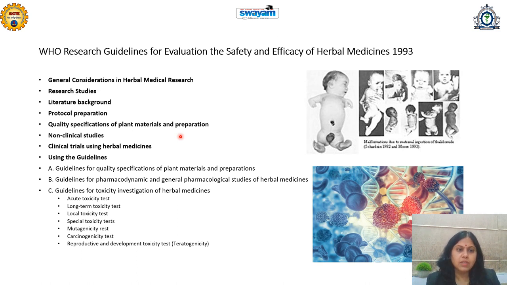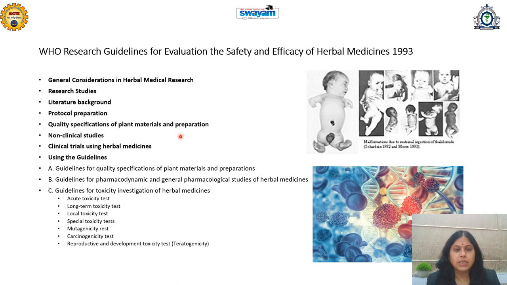Then there are the annexures. One annexure is the guidelines for the quality specification of plant material and preparation, which is explained in detail. Then guidelines for the pharmacodynamic and general pharmacological studies of herbal medicines, that is, how the drug is affecting the body and what type of effects are expected, everything is mentioned.